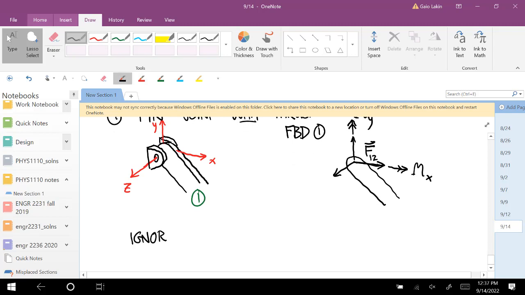Ignore the couples. Again, it's exactly the same as for a pin joint without thrust, if 2 pin joints share the same axis.